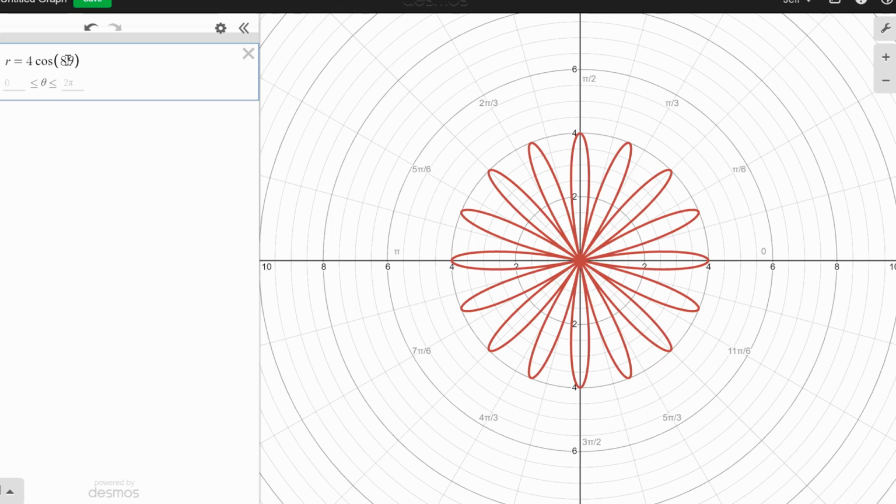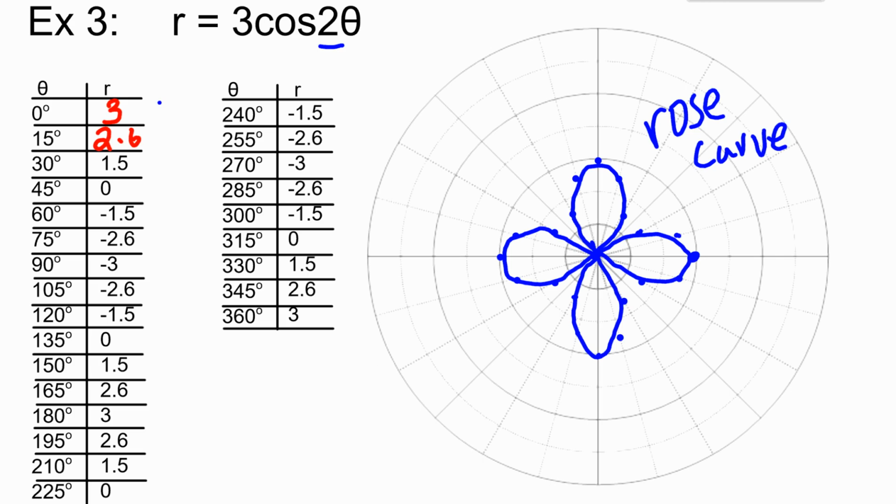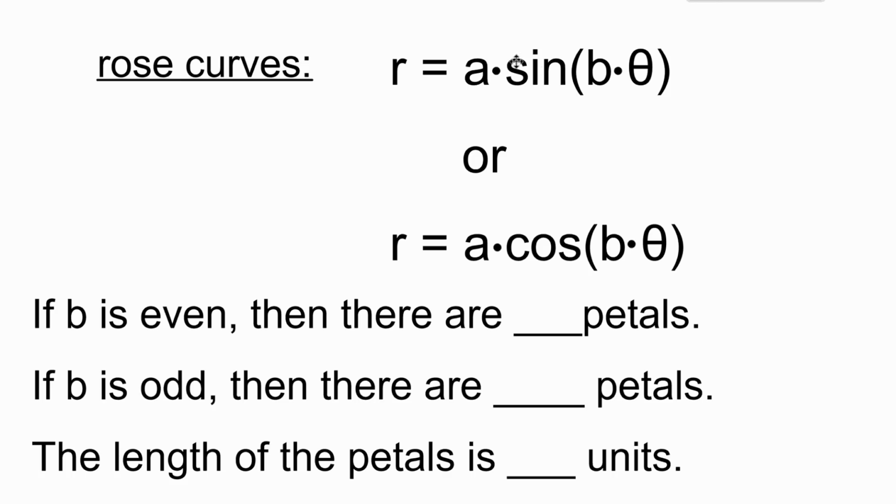Okay, let's head back to what we were doing and write down a few things about rose curves. So rose curves follow these forms: r equals a times sine of b times theta, or cosine. And if it's even, there are how many petals? If b is even, so if the number on the inside is even, then there are 2b petals. It's always double what that number is, what we noticed in that pattern.